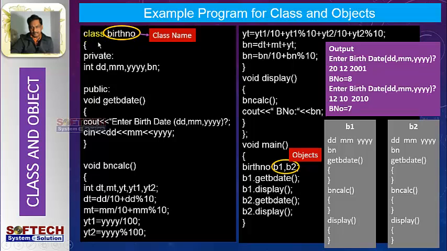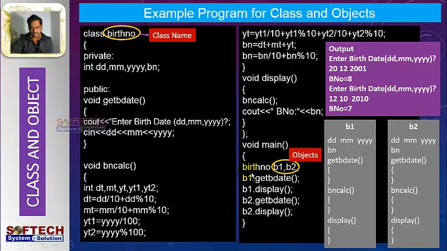So birth number is a class name. From the opening brace to the closing brace after the semicolon is the body of the class. The class birth number consists of 4 data members and 3 function members. The 4 data members are dd, mm, yyyy, bn. The functions, that is member methods, are getDate, bncall, display. So it has 7 members: 4 members are data, the other 3 members are methods or functions. So the birth number class consists of 7 members.